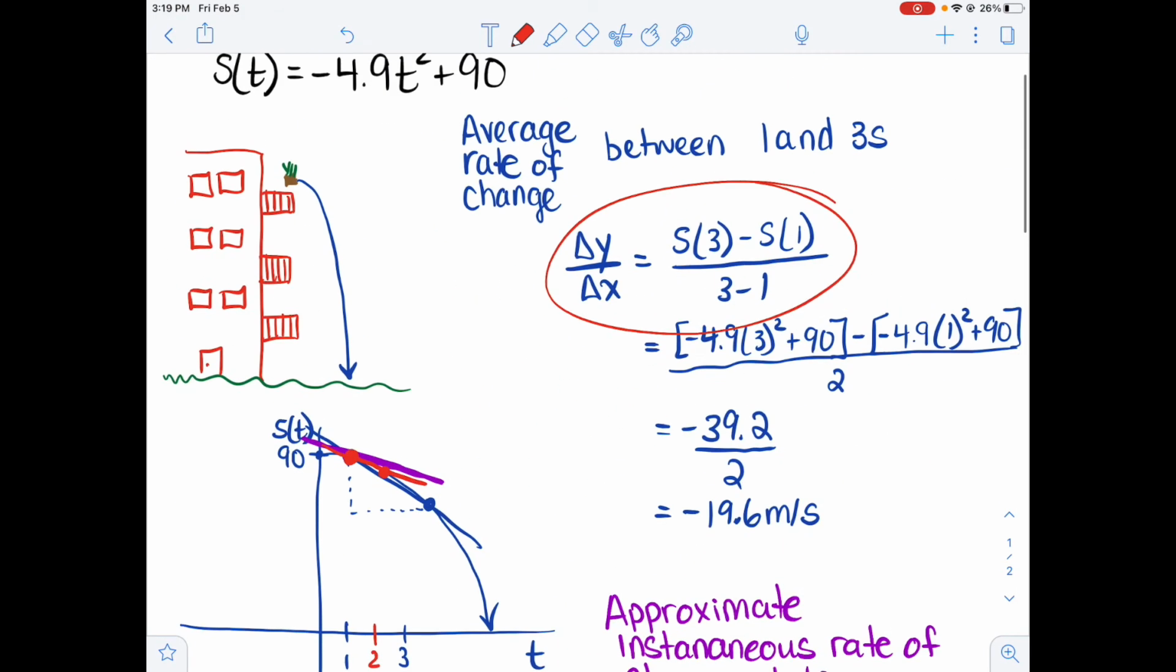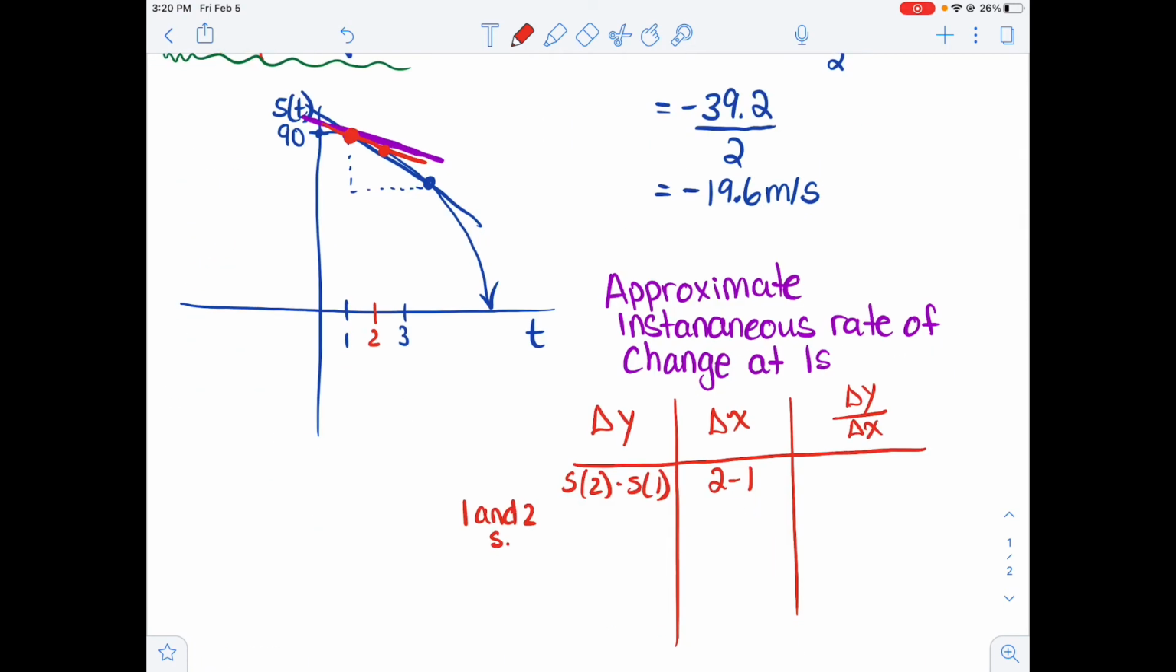Okay, so I'm just going to do that. I got negative 14.7. This is over 1. So I've got negative 14.7 over 1, which is just negative 14.7 meters per second.